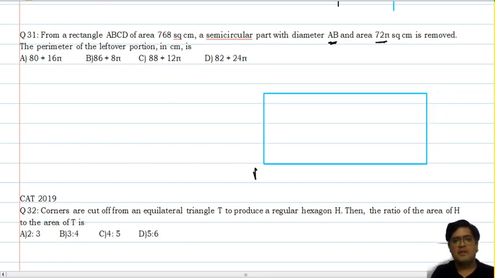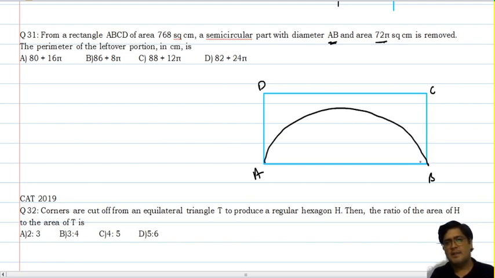Let us imagine this is A, B, C, D. This might not be drawn to scale. With AB as a diameter, you are going to cut away a semicircle. So what remains is this, this, this, and this needs to be found, guys. This needs to be added. That is the perimeter of the leftover structure.